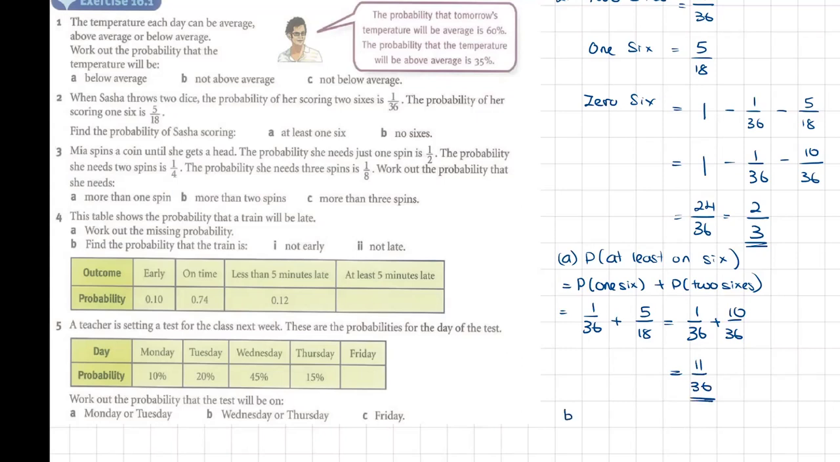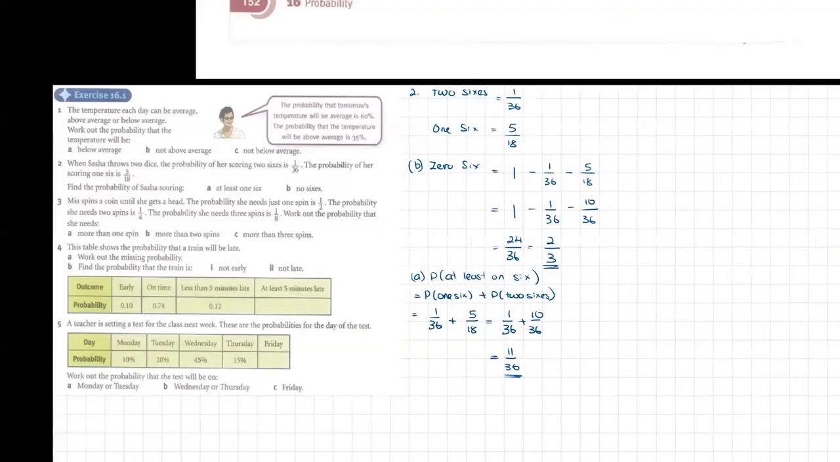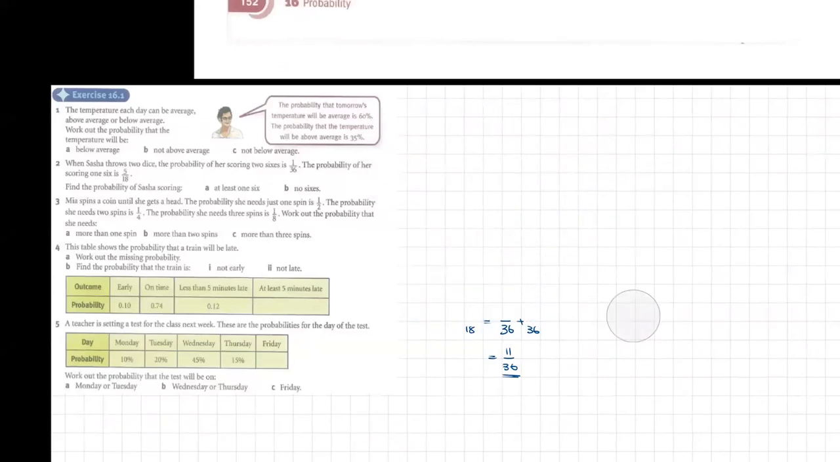Then we look at question B. Question B wants no 6s. We actually did it in the beginning, which is right here. I can just label 0 6s here. Okay. Done for number 2. Now let's look at number 3.